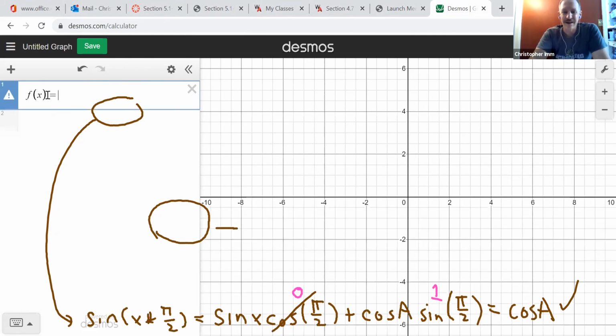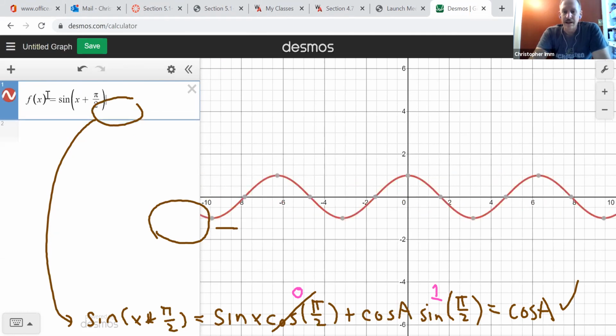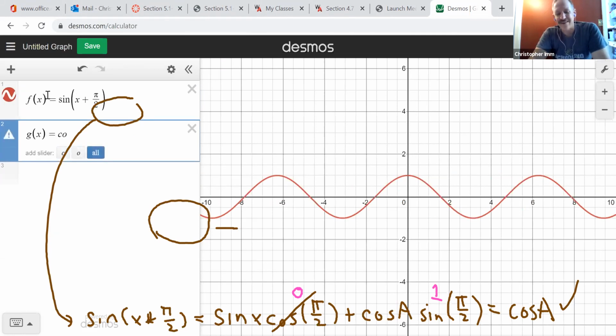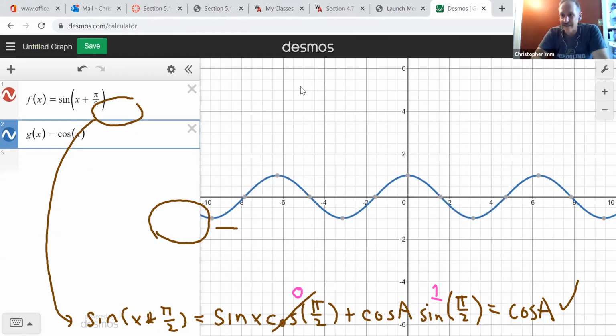Yeah, okay, thank you. So if I plot sine of x plus pi over 2, then I have that red graph. And then of course, g of x equals cosine. That looks a lot like cosine, right? And it is, they're exactly there. So this is a true identity for every x value you plug in, and they're defined everywhere. Cosine of x will be the same as sine of x with a shift pi over 2 units left.